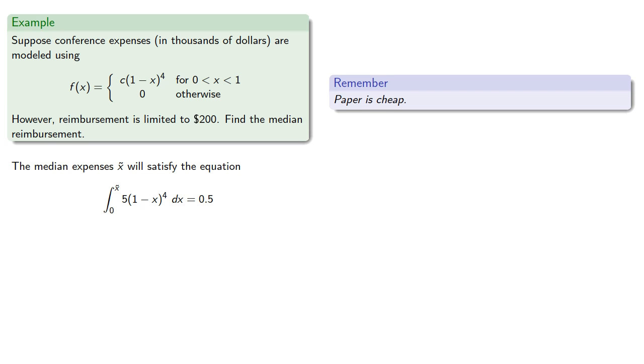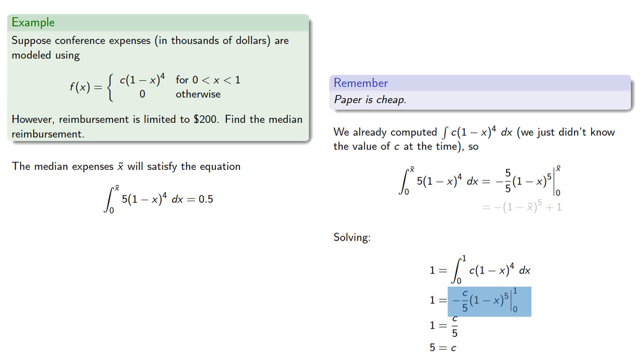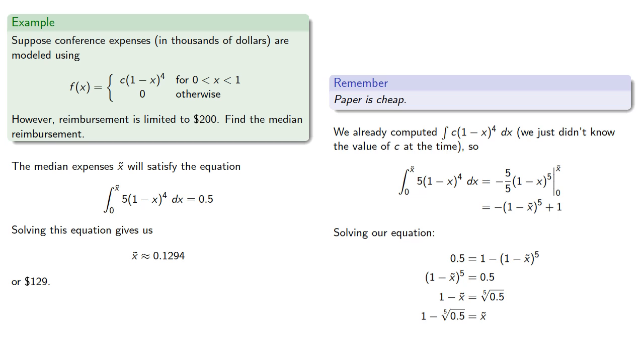We've already computed this integral. We just didn't know the value of c at the time, so we can shortcut some of those steps, and we can solve our equation to get, and so that means our median expenses is $129.